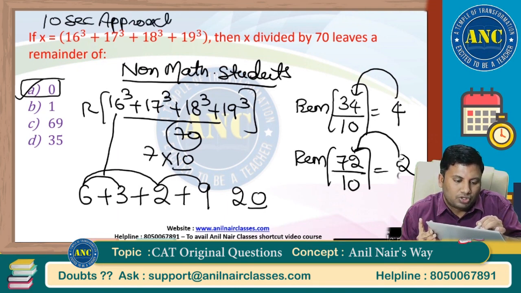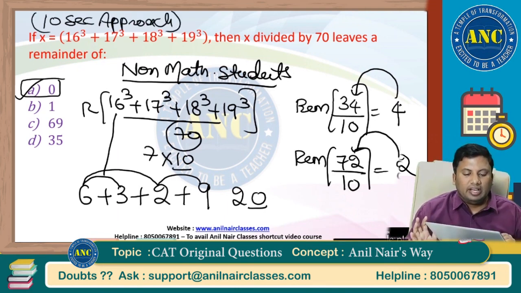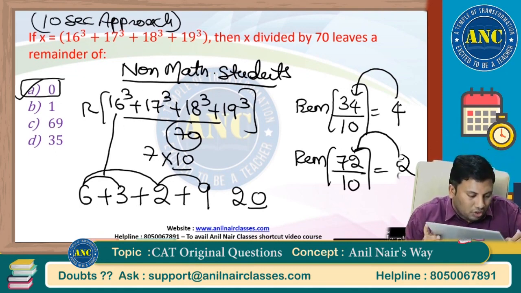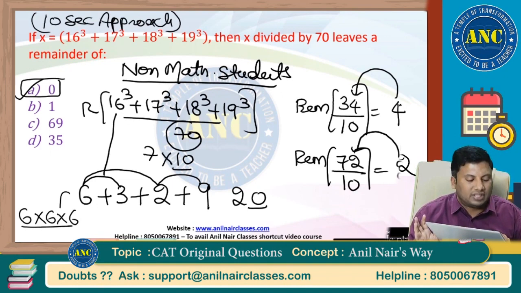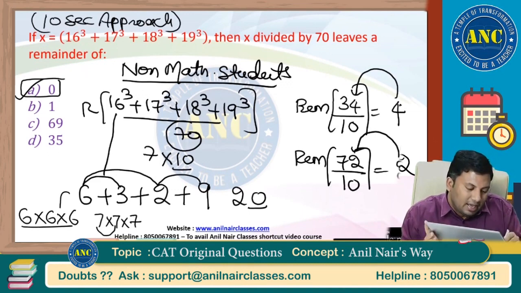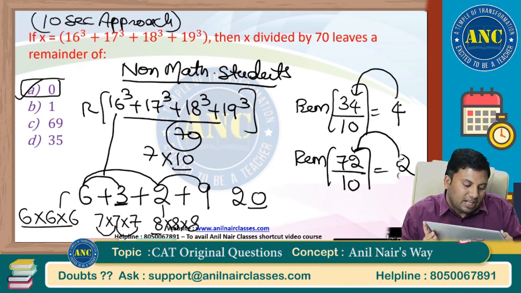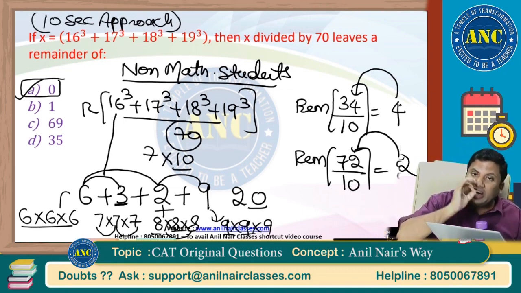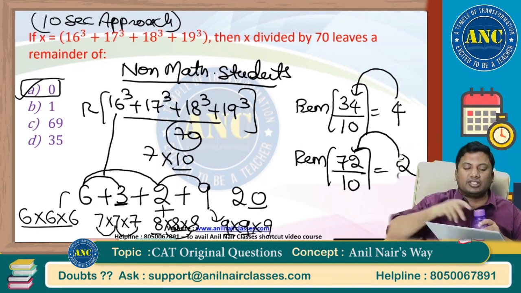10 seconds approach: 16 power 3, 17 power 3, 18 power 3, 19 power 3. Sir, I cannot do 8 power 3. You don't need to. 16 cube is 6 into 6 into 6; 6 multiplied by any number of 6s, the unit digit is 6. 7 into 7 into 7: 7 sevens are 49, 9 sevens are 63, unit digit 3. 8 into 8 into 8: 8 eights are 64, 4 eights are 32, unit digit 2. 9 into 9 into 9: 9 nines are 81, 81 nines are 729, unit digit 9. The unit digit is 0. It is an exact CAT question without change in answer options.